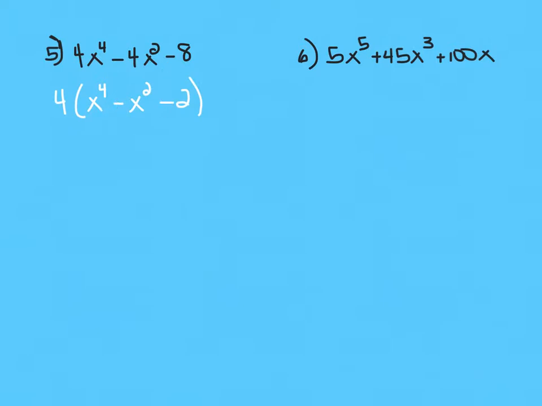Okay, so now we want to look in our parentheses, and you want to say, can I factor further? If we had 2 terms, we'd look for dots. If we have 3 terms, we do trinomial factoring, and if you had more than 3 terms, you would do grouping. So we have 3 terms.